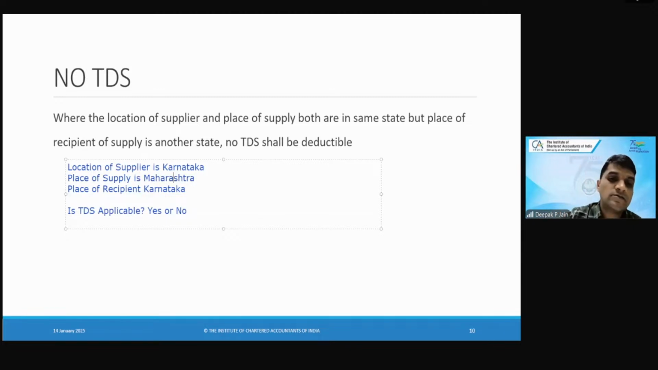Correct. Here the supply is interstate because the location of supplier and place of supply are in different states, so there will not be any TDS deducted. So the first criterion we have to see is whether the location of supplier and place of supply are in the same state, and when the recipient is in the same state, then TDS will get deducted, otherwise it will not get deducted.